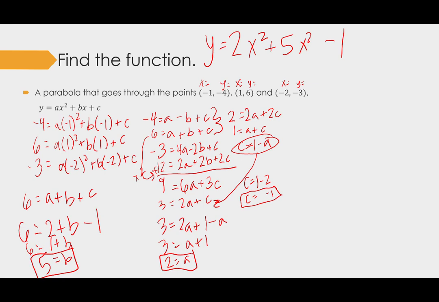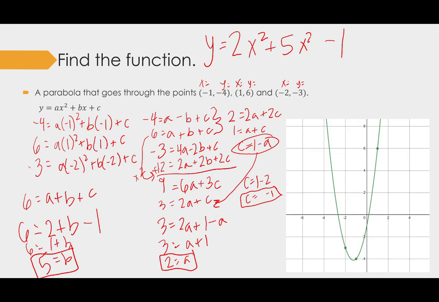If we graph that, you can see that all three of the points they gave us are lined up on that parabola. Here's -1, -4. Oh, sorry, that's -2, -3. -1, -4 is right here. And we have 1, 6. Ta-da! So you just plug in your x and y and then do systems of equations like you've learned before.